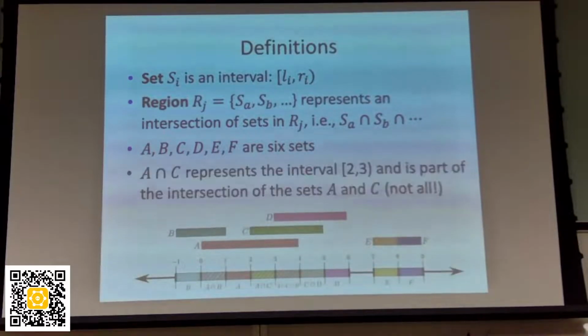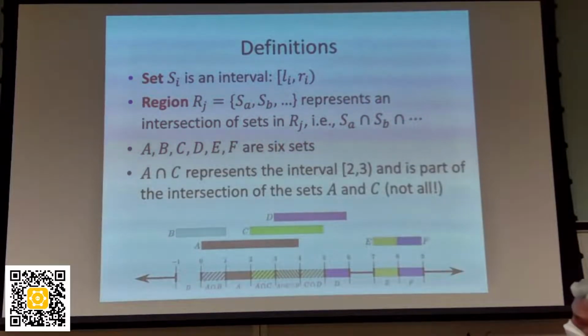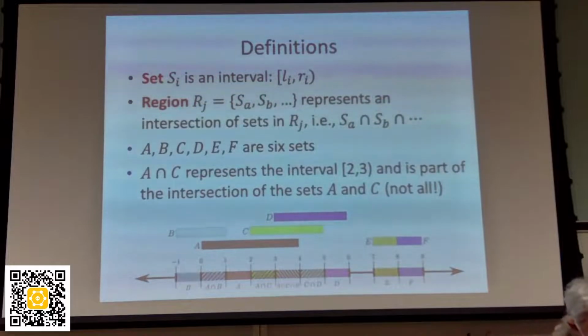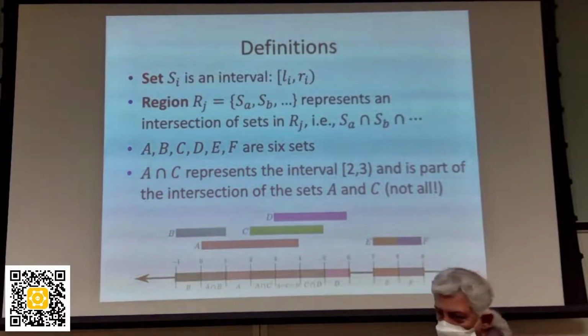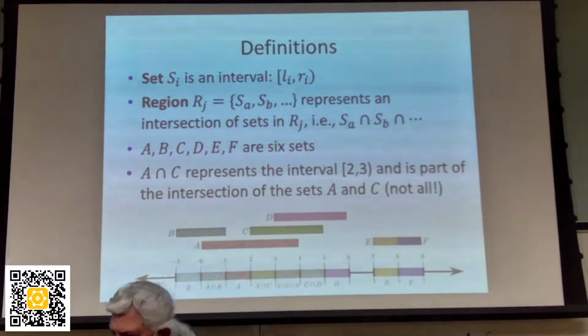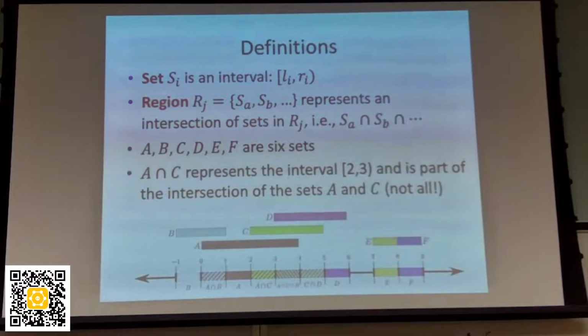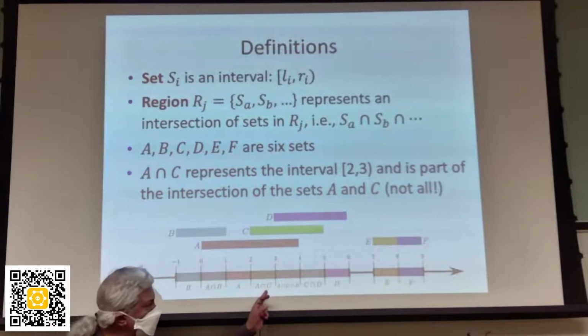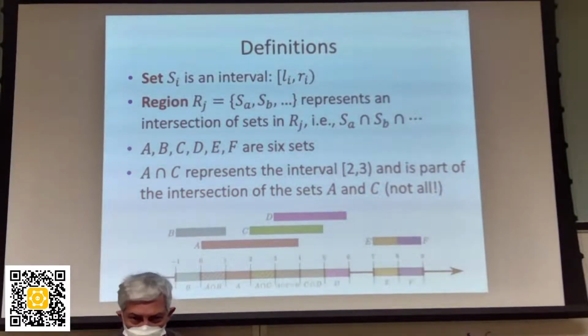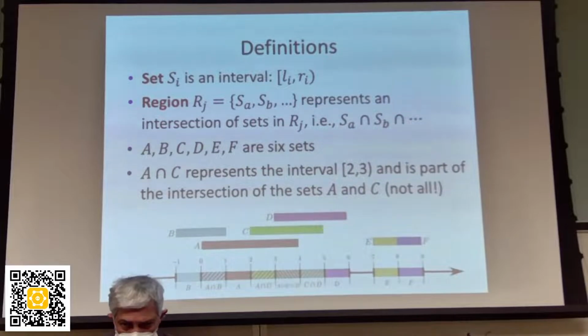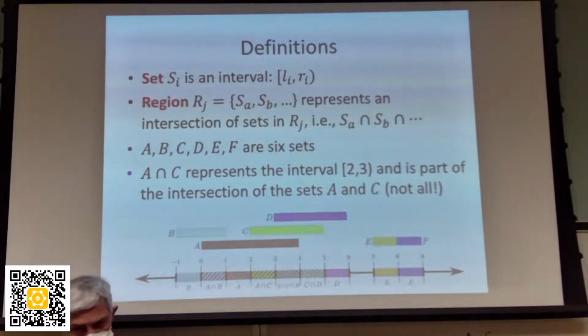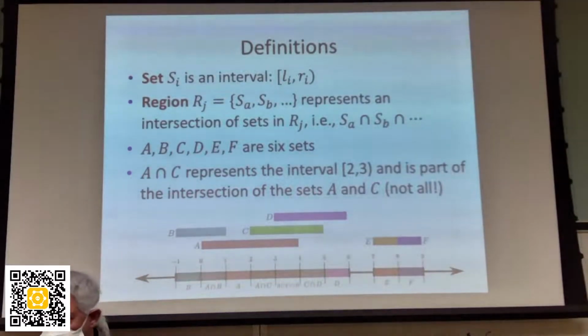Now, here you have 6 sets, and you have all those intersection regions. One good thing that you're told is that none of the regions repeat themselves. Meaning, if I see an A intersect C here, you're not going to see A intersect C one more time later on. That's not going to happen. So it appears only once.